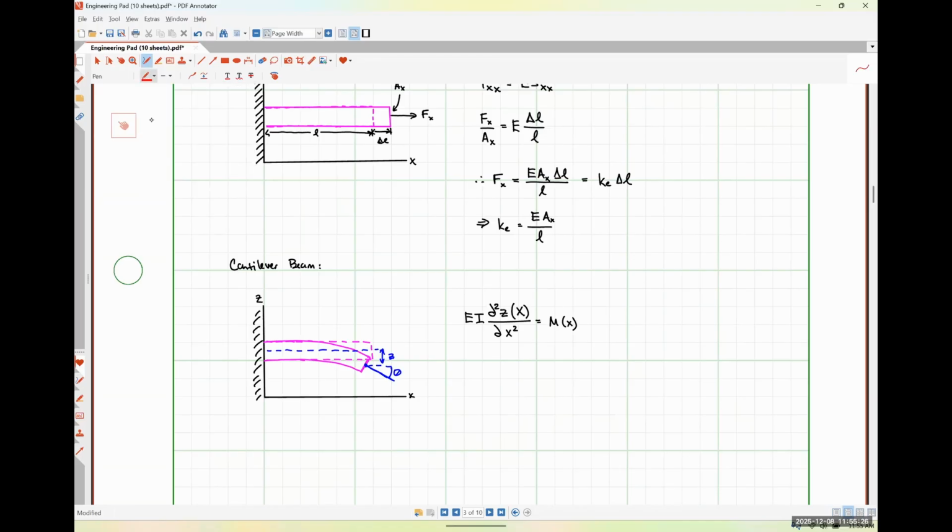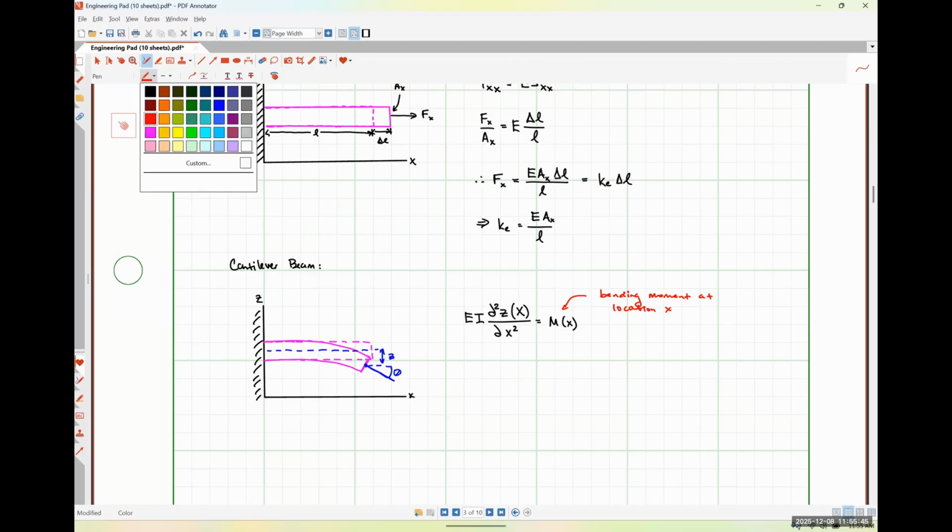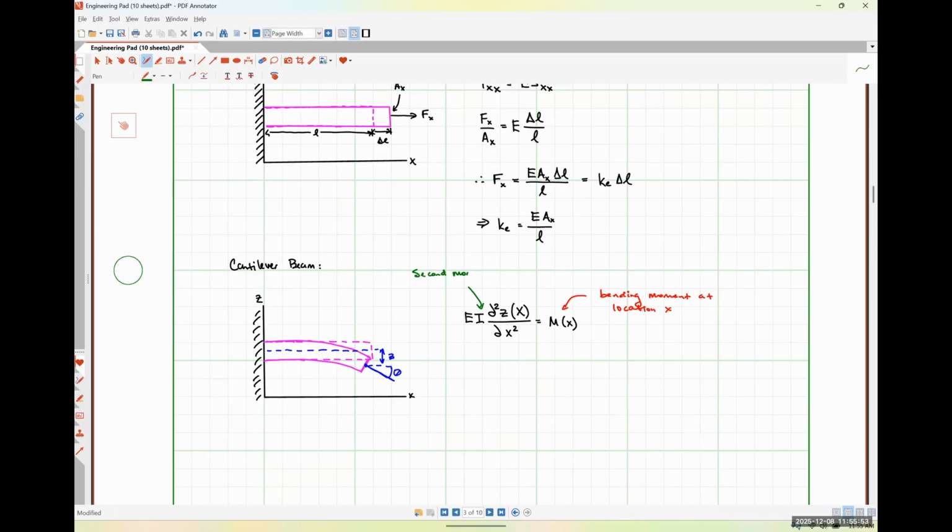Let me write this out here. Bending moment at location x, and this I is the second moment of inertia in the direction of beam bending.